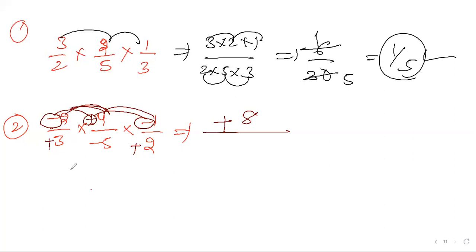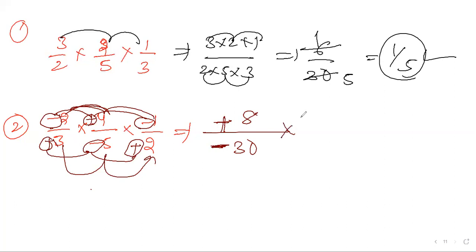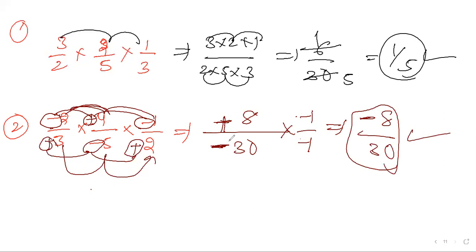Numerator is finished. Next, denominator: plus into minus, minus. Minus into plus, minus. 3 5s are 15. 15 2s are 30. So numerator plus, denominator minus. If it is there, you can multiply with minus 1. Plus into minus, minus, 8 1s are 8. Minus into minus, plus, 30 1s are 30. Minus 8 by 30. Whenever there is minus in the denominator, you can multiply with minus 1, and automatically the minus will go to the top. Is it clear? Can I go to the next question?